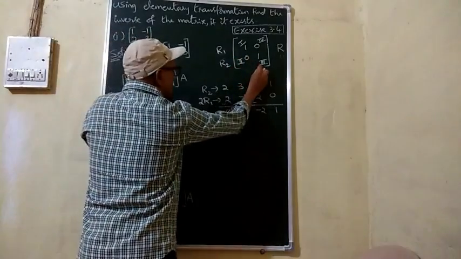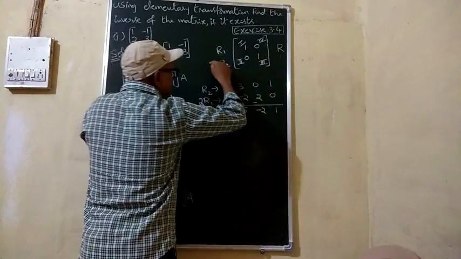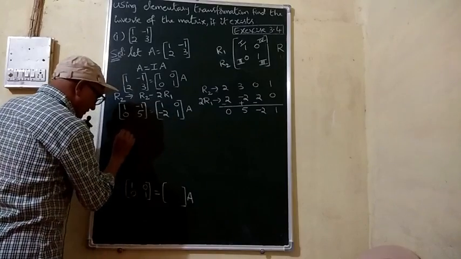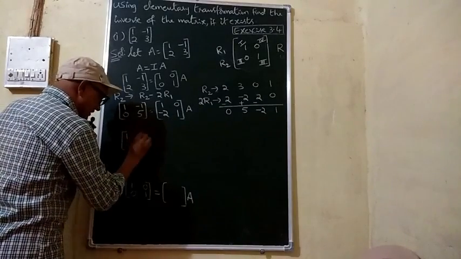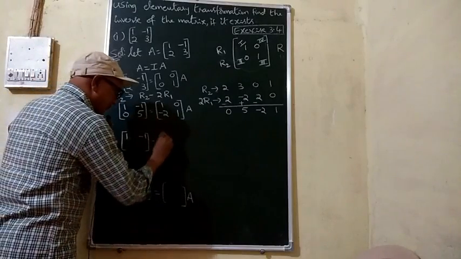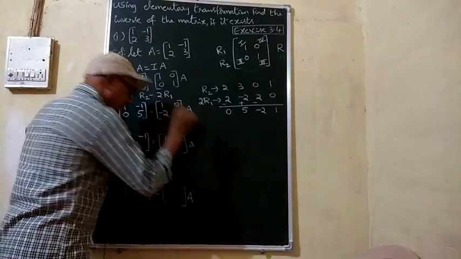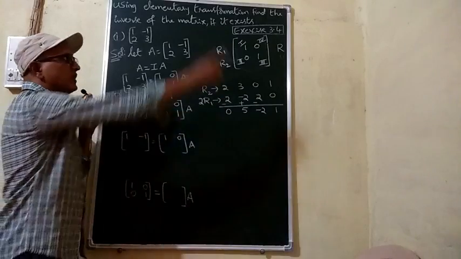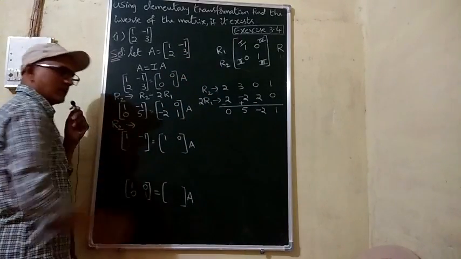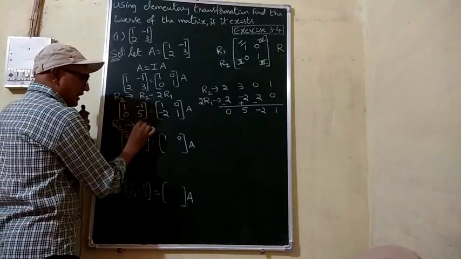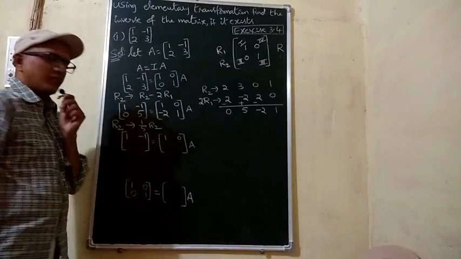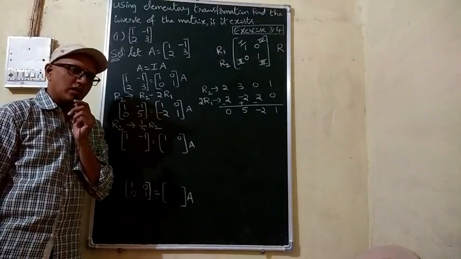Now, where is Roman letter 3? Roman letter 3 is in second row. Nothing happened to first row. Keep the first row as it is. We are changing second row. How are we changing? By multiplying with its reciprocal.